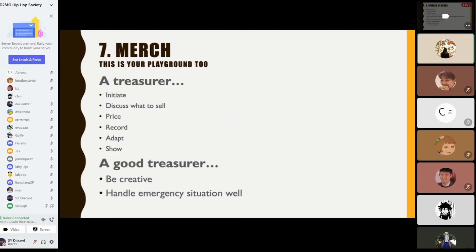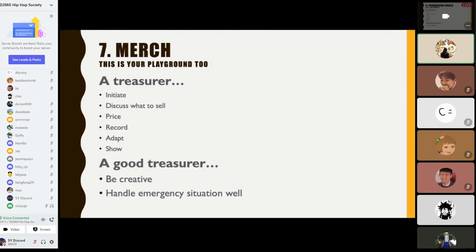A normal treasurer, this is the same thing as the fundraising event. A normal treasurer initiates and keeps track of when to start selling the merch, and you have to initiate the merch sale before it gets late, so as not to drag it too far into the end of the year.